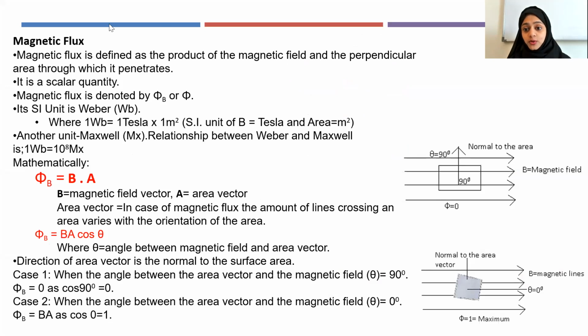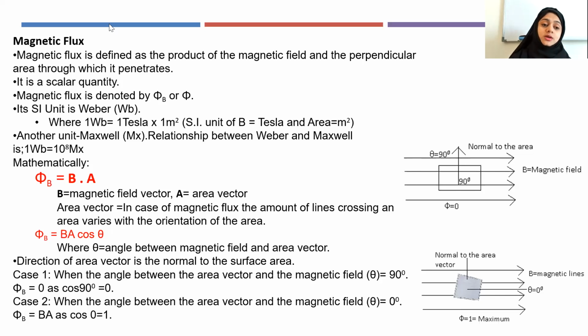So today we are going to discuss first what is meant by magnetic flux. I hope you have already learned in electrostatics what is electric flux. Do you remember that? Electric flux, which was represented by phi E. Electric flux was the product of electric field and the perpendicular area through which it passes. So it was defined as phi is equal to E dot A.